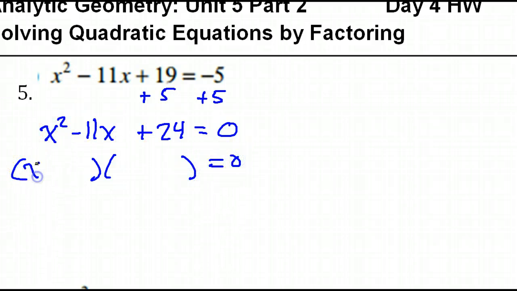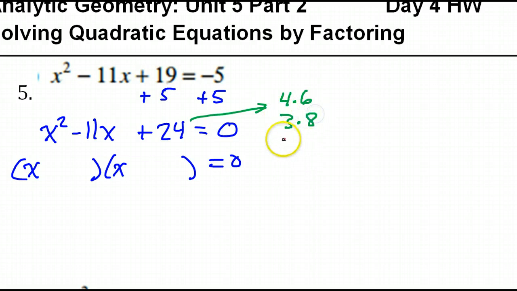X squared will be x times x. 24 might be 4 times 6, or it could be 3 times 8, or it could be 2 times 12, or it could be 1 times 24. Right? Those are all of the ways to factor 24.